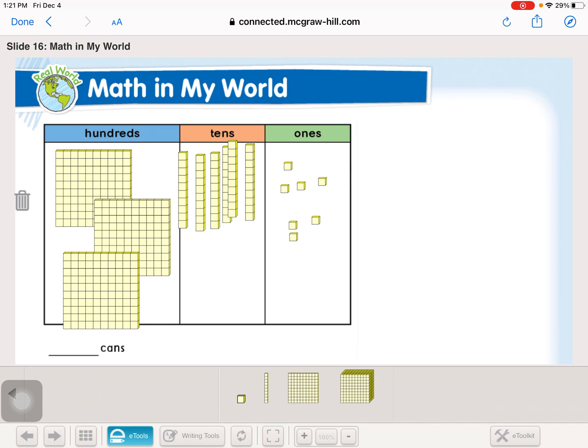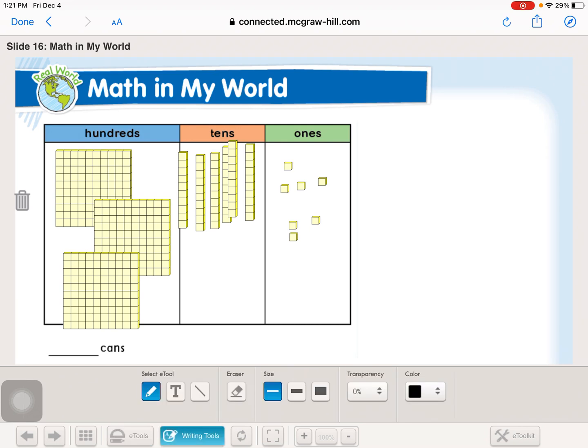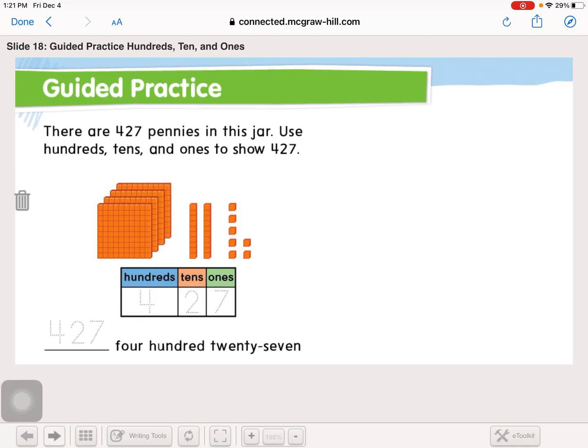So it says use base 10 blocks to show the number in the chart and then write the number. So you should have these drawn in because your blocks are a little too big to actually fit in your chart there. But we end up with 300, 10, 20, 30, 40, 50, 60, 1, 2, 3, 4, 5, 6, 7. 367 cans. Get that filled in. Make sure you have your pictures drawn as well.